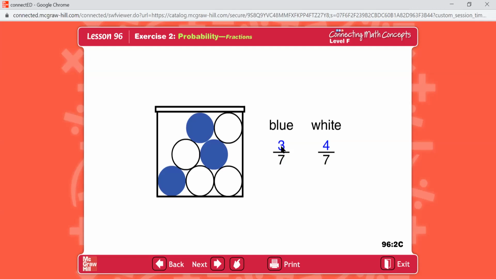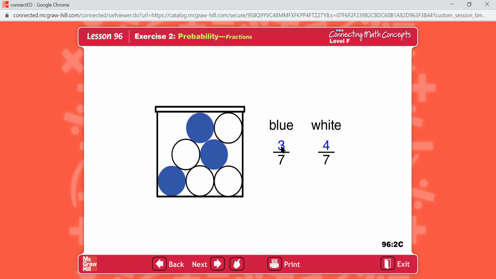So, for problem B, the fraction you should have for pulling out a black marble is 4 out of 9. There are 4 black marbles out of 9 marbles in all. And white marbles should be 5 out of 9. There are 5 white marbles out of 9 marbles in all. So the event that is more likely to happen, more probable, would be pulling out a white marble because it has 5 out of 9 rather than 4 out of 9.